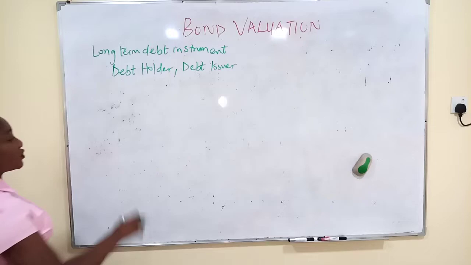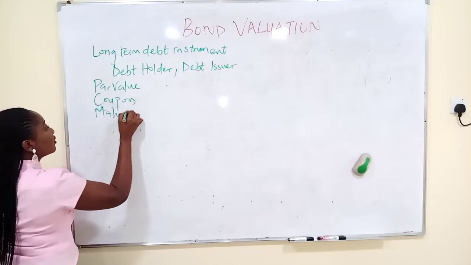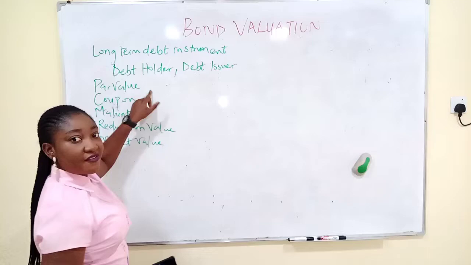So the features of the bond: you have par value, you have coupon, you have maturity, you have your redemption value, and you have market value. Let me briefly explain what each of them means. Every bond has a par value. Par value is the face value. Let me just explain.